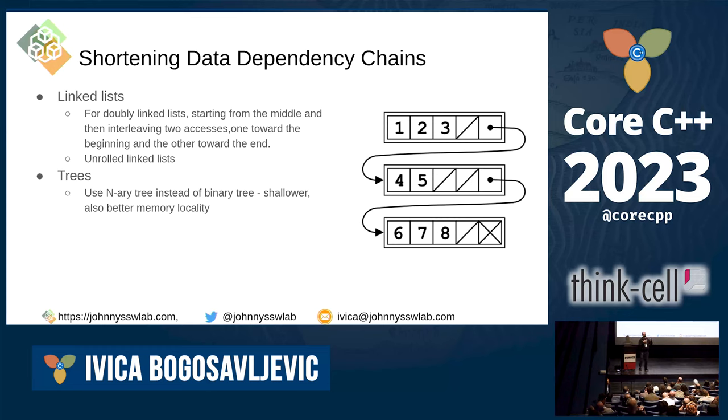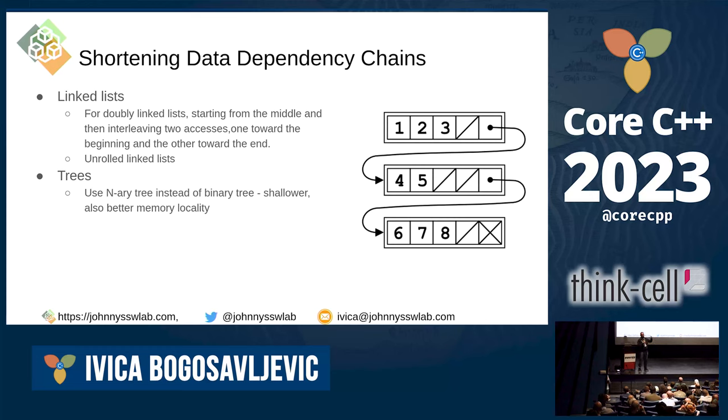For trees, if you have binary trees, you replace them with n-ary trees. N-ary trees have several advantages. They're shallower, so you have shorter dependency chains. And they also have better memory locality. This is how you can do it. I don't have any measurements here.